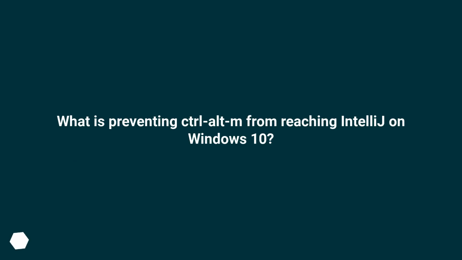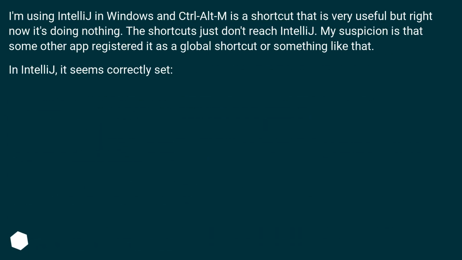What is preventing ctrl-alt-m from reaching IntelliJ on Windows 10? I'm using IntelliJ in Windows and ctrl-alt-m is a shortcut that is very useful, but right now it's doing nothing. The shortcuts just don't reach IntelliJ. My suspicion is that some other app registered it as a global shortcut or something like that. In IntelliJ, it seems correctly set.